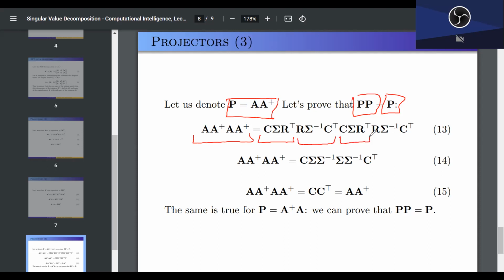This, and this. Notice that indeed this is identity, this is identity, this is identity. So what we have here is, again, two identities. And thus what we have here is this guy. But this guy we just proved before is equal to this guy. So we just proved that P times P is equal to P. And that is true for all projectors. This is just a fact about projectors.